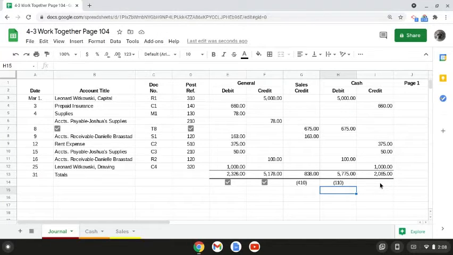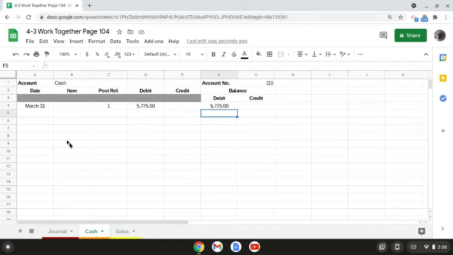Finally, we'll be moving on to the cash credit column. The total of the cash credit column was recorded as $2,085. The first thing that we're going to do here is come over to the cash ledger and put in the date, which is March 31st. Next, we're going to come over to the post reference column and put in the number 1 because this came from page 1 of the journal. Then we're going to come over to the credit column and put in the amount, which is $2,085.